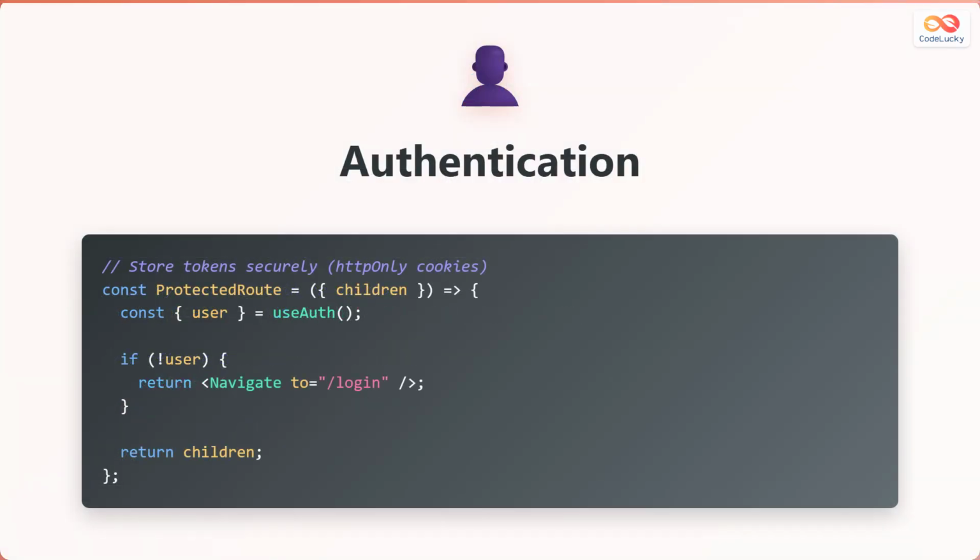Authentication and authorization are fundamental to securing your application's access control. Use secure methods to store authentication tokens, such as HTTP-only cookies, which are not accessible via JavaScript. Implement protected routes to ensure that only authenticated users can access certain parts of your application. This code block demonstrates a protected route component that checks if a user is authenticated and redirects them to the login page if not.